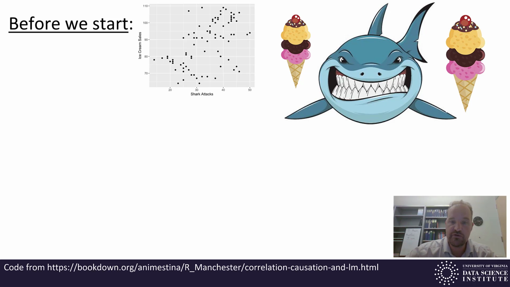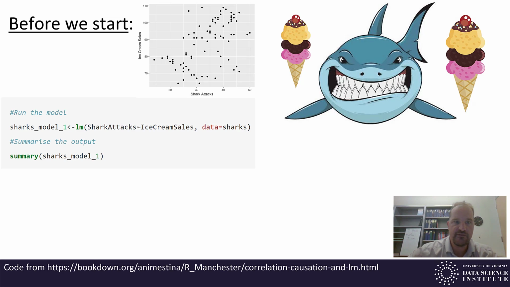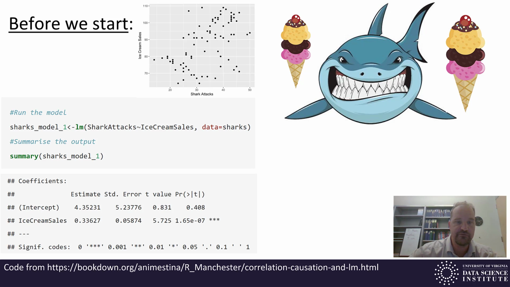So before we start, a word of caution. Here on our plot, we have plotted from R on the horizontal axis shark attacks, and on the vertical axis ice cream sales. This is some data called sharks that's available online for shark attacks. So we make a sharks model here, and we're going to do shark attacks as a function of ice cream sales. And here's what we get with our coefficients.